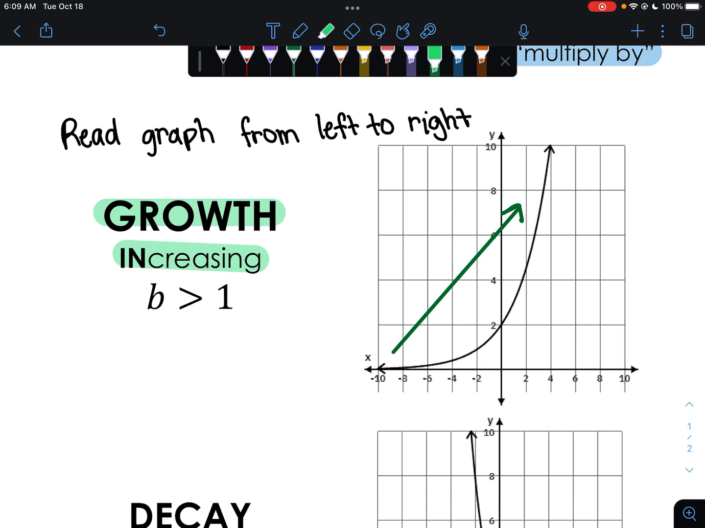To tell from an equation, our b value has to be greater than 1. So an example equation that represents growth would be something like f of x equals 2 times something to the x power. Okay, that something in parentheses has to be bigger than 1. It can be any number at all, so let's just say 4. That right there would represent exponential growth because the number raised to the exponent is greater than 1.